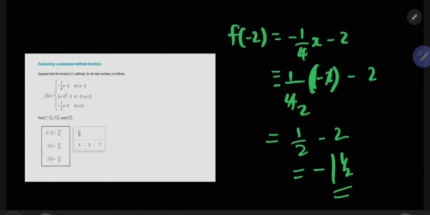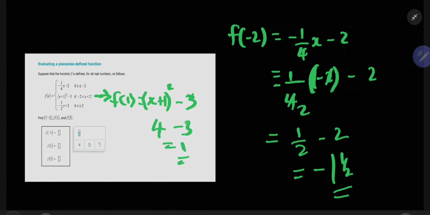How about f of 1? F of 1 will be found in this interval. This is for f of 1. So f of 1 is x plus 1 squared minus 3. So it means f of 1 is 1 plus 1, that's 2. 2 squared, that's 4, minus 3, which is equal to 1. So you move on with the third one.